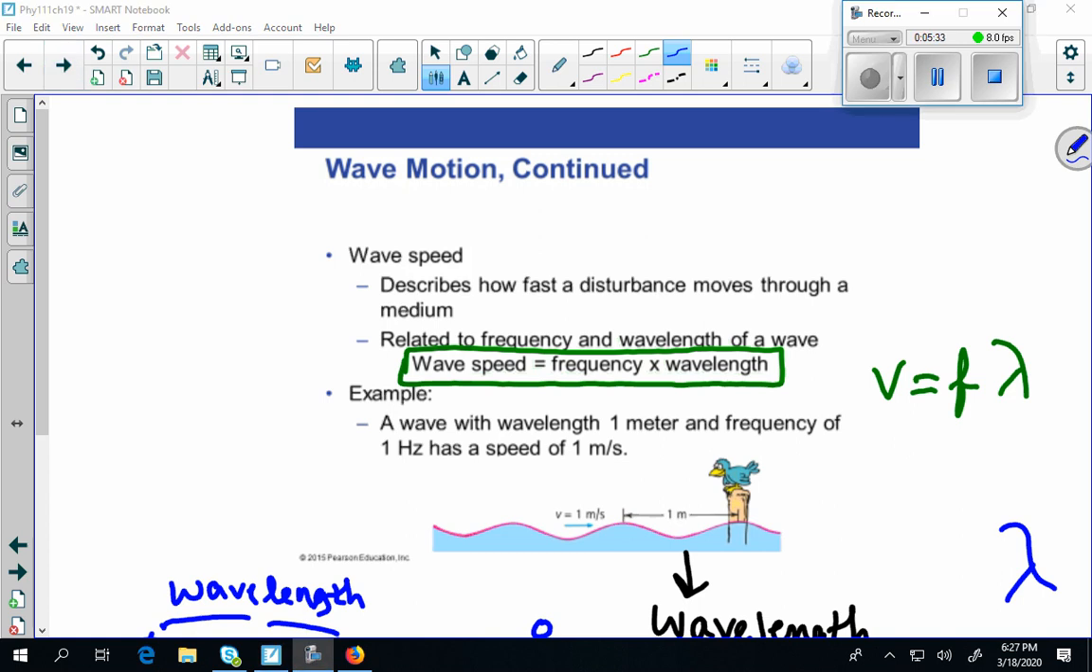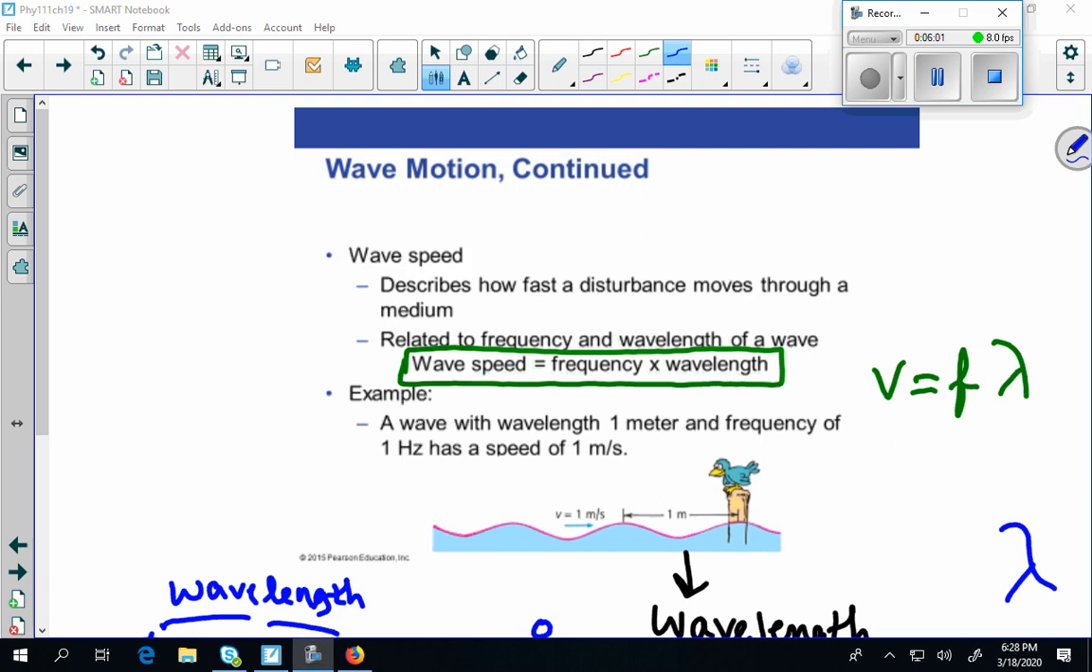So what do we mean when we say wave speed? Wave speed is telling you how fast some disturbance is moving through a medium. When I'm talking and you can hear me, I have disturbed the air molecules. How fast is that disturbance moving? It's related to both frequency and the wavelength of a wave.